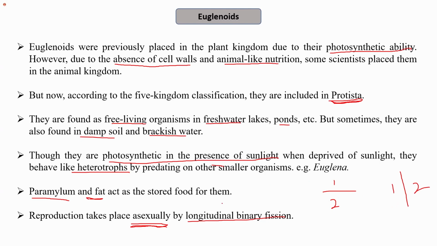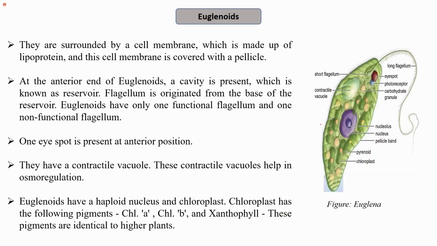So in euglenoids, it is the longitudinal binary fission that happens, and the organisms reproduce asexually through longitudinal binary fission. So the organism divides longitudinally into two different organisms, two daughter cells. An example includes euglena, as I mentioned. So it is a very common example of the euglenoids.